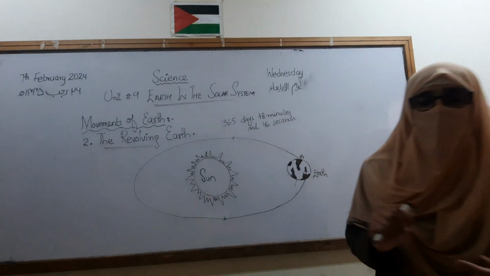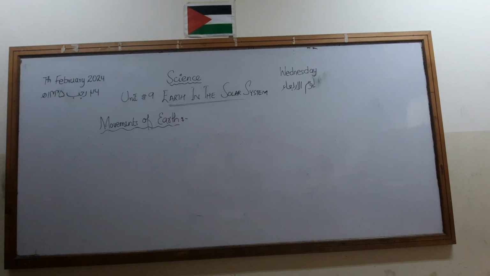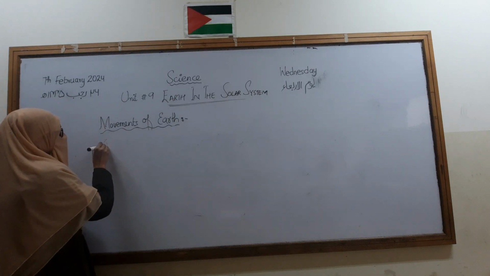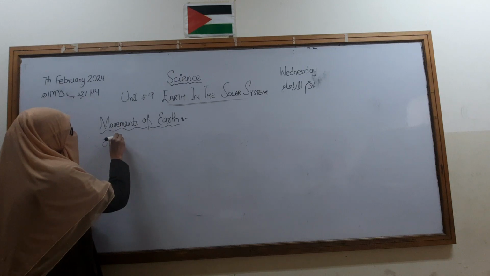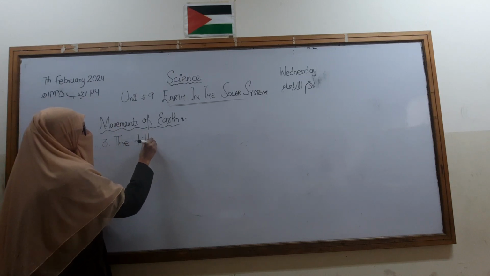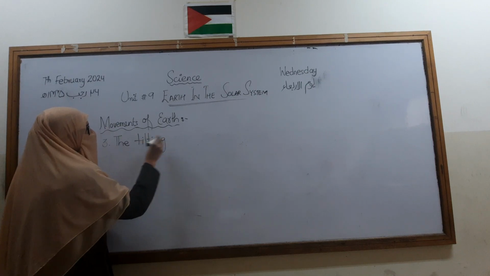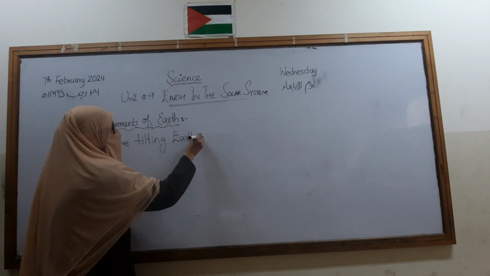Okay. Now the third property, or the third movement of the Earth, is the tilting Earth. What is the tilting Earth, and what does it mean? The third movement of the Earth is the tilting Earth.